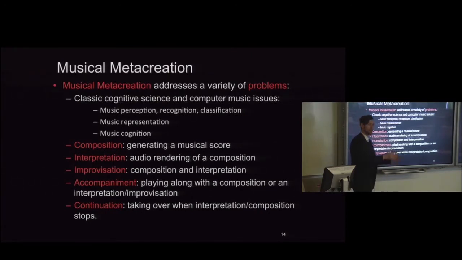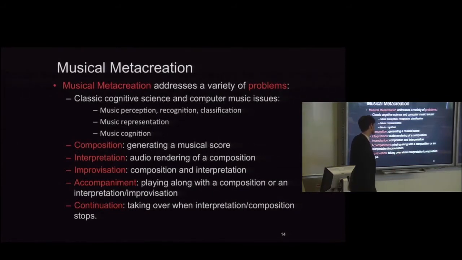So composition is starting from nothing or from a bunch of existing compositions and generating a new score or a new musical notation. Interpretation is this idea of having a composition that is made by a composer and then playing it so as to have an audio signal out. That's the idea of rendering a composition. Improvisation is when you do both at once, if you wish. You're on stage and there's no composition, you're composing and interpreting at the same time.